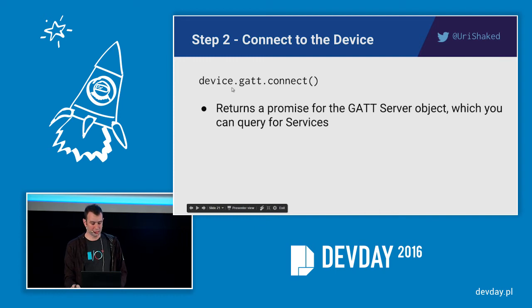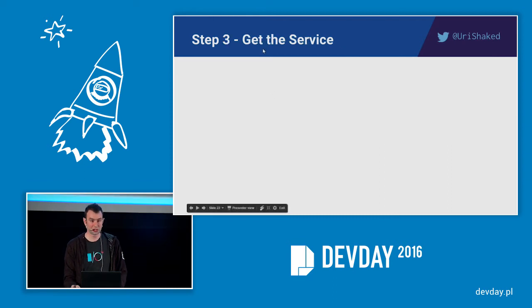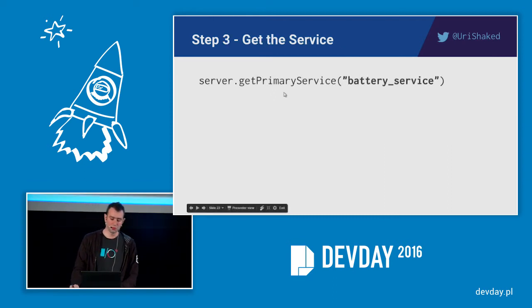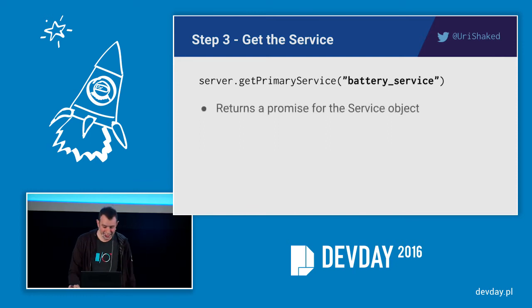And when we call device.gatt.connect, we get a promise. And with that promise, we can ask for a specific service. So we get a server object which contains a reference to the device that we connected to, the GATT server on the device, where we can get the services. And we ask, please give me the primary service called battery service. And what do we get? A promise, yeah.